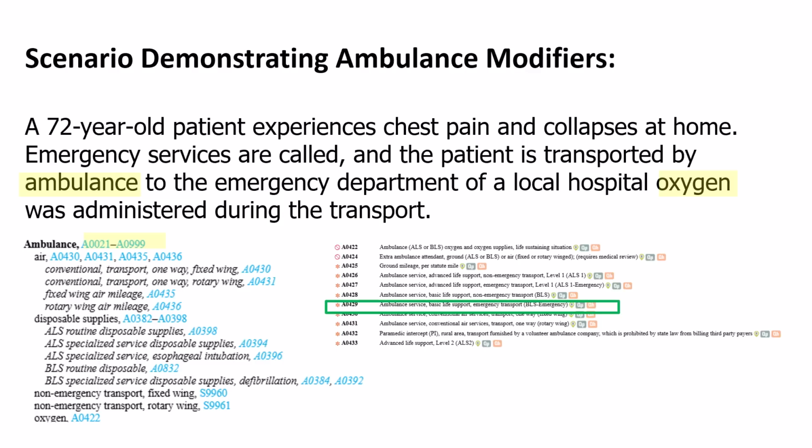Now, some people might say, well, I think it might be A0428. So this says ambulance service, basic life support, non-emergency transport. Coders, this is where we get to use our discretion, right? So is this a non-emergency? This patient has chest pain and they collapsed. That patient could be having a cardiac event.